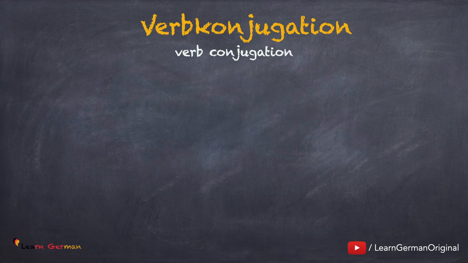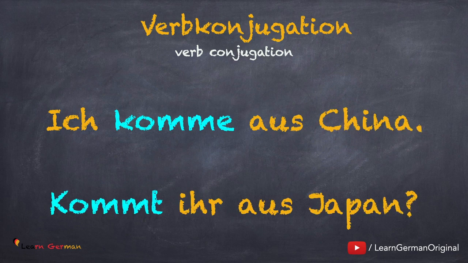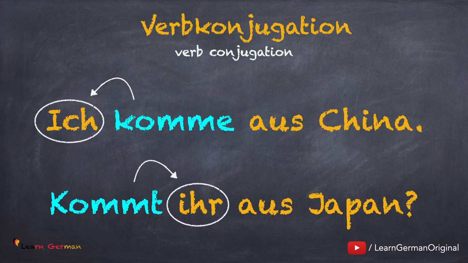Here are two examples. Verbkonjugation. Ich komme aus China. Kommt ihr aus Japan? As you can see, both these sentences have the same verb, but it is conjugated differently. The conjugation of the verb depends on the subject in the sentence. In the first sentence, it is ich, and in the second one, it is ihr. We have done these pronouns in one of the previous lessons. So the verb you pick up has to be conjugated according to the subject in a sentence.